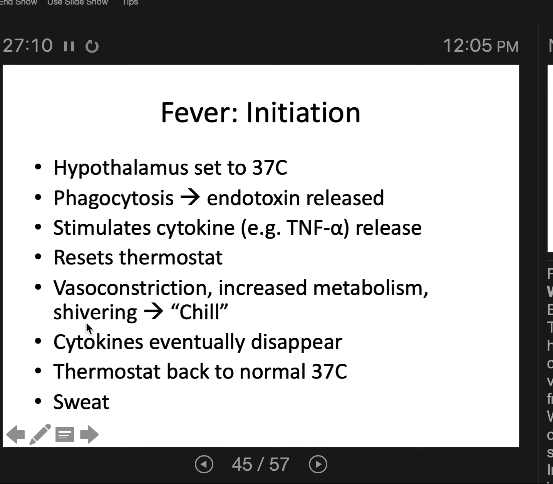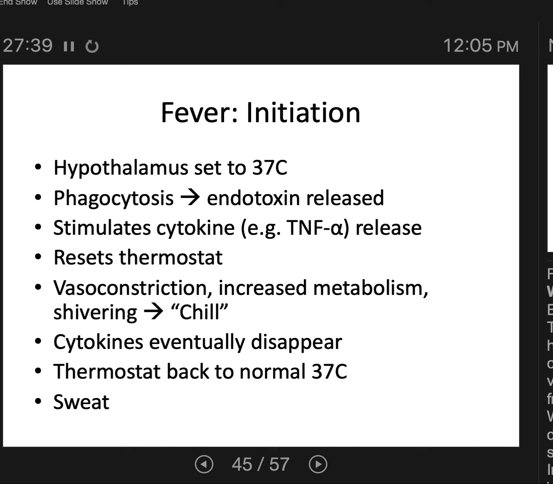increased metabolism, and shivering. This is all going to heat up your core. It's going to raise your body temperature, but it's also going to make you feel chilled. So let's break that down a little bit. Vasoconstriction means the opposite of vasodilation. So instead of widening the blood vessels, we are narrowing them, but only in the extremities. So you get vasoconstriction in the extremities. That's to keep all the blood at your core.